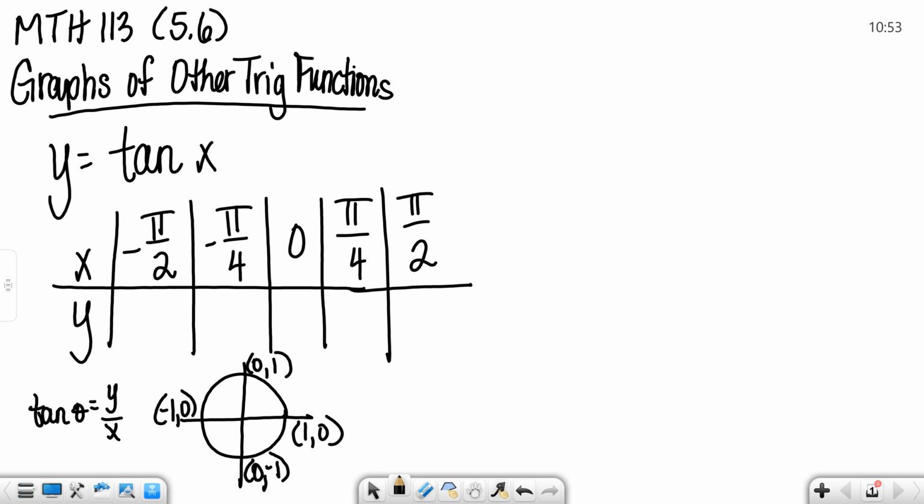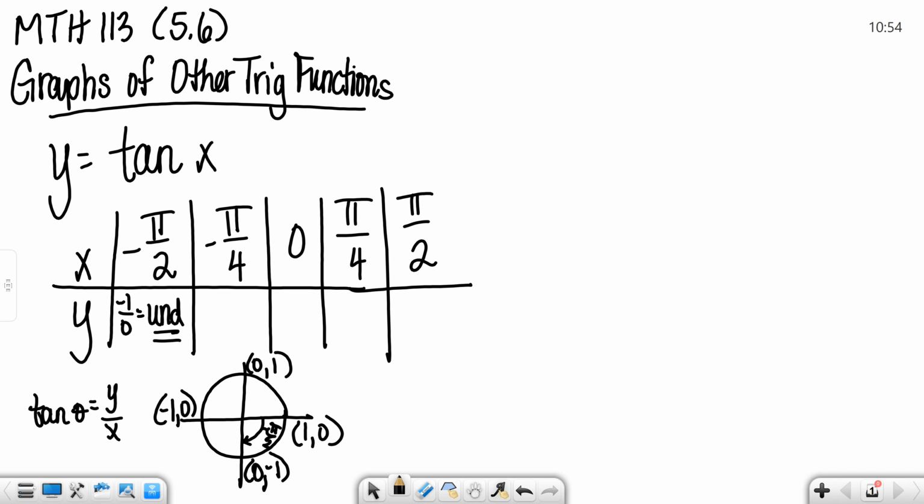Okay, so if we're doing the tangent of -pi/2, first of all, you've got to know where that is located. -pi/2 would be right here. Okay, so the ordered pair 0, -1. So at 0, -1, when I take y and I put it over x, I end up with -1/0, which is undefined. You cannot have 0 in the denominator. That means that at -pi/2, there is an asymptote.